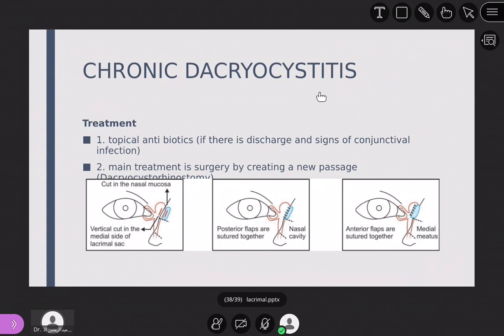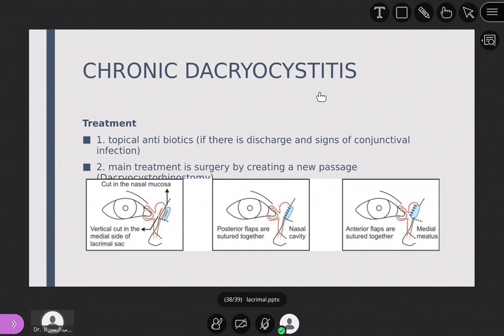Treatment: topical antibiotics if there is discharge and signs of conjunctival infection. So for chronic dacryocystitis, you can give topical antibiotics if there is conjunctivitis or discharge. If there is only tearing, no need. So antibiotics only if there is discharge, only if there is conjunctivitis secondary to the obstruction. The main treatment here is surgery by creating a new passage, which is DCR.